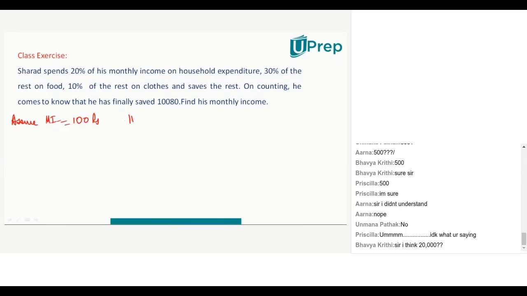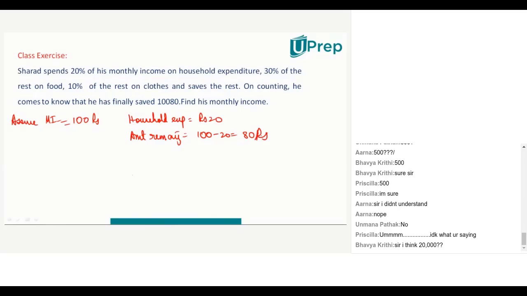How much does he spend on his household expenditure? 20%. What is 20% of 100? 20 rupees. Correct? How much is he left with? 80 rupees. Correct? Now, what does he say? He spends 30% of the remaining on food. Remaining is 80%. Sorry, 80 rupees.